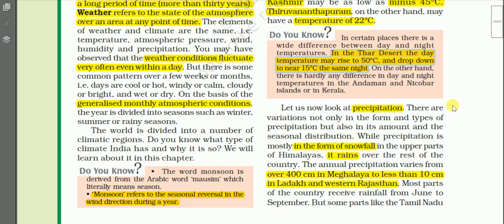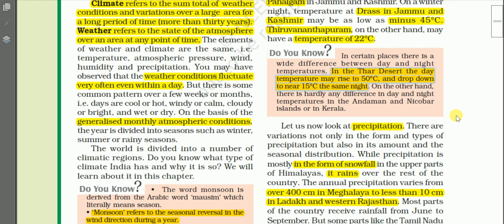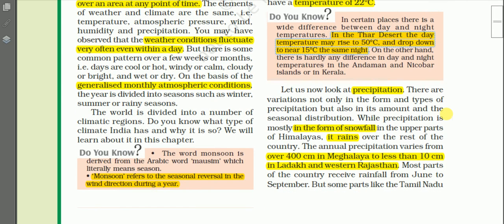Okay. Now let us continue about the regional variation of climatic conditions. We have learned about temperature. Now let us learn about precipitation. There are variations not only in the types of precipitation, but also in its amount and seasonal distribution. Generally we find two main types of precipitation: rainfall and snowfall. In addition to this, we have sleet and hail. But let us discuss only rainfall and snowfall.